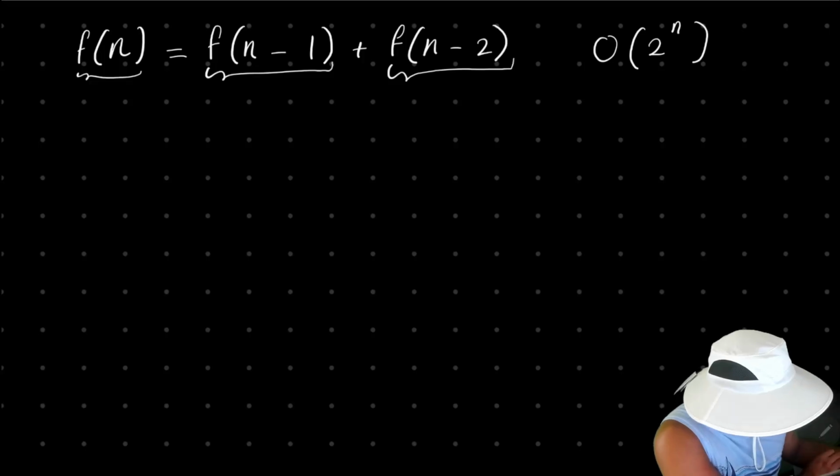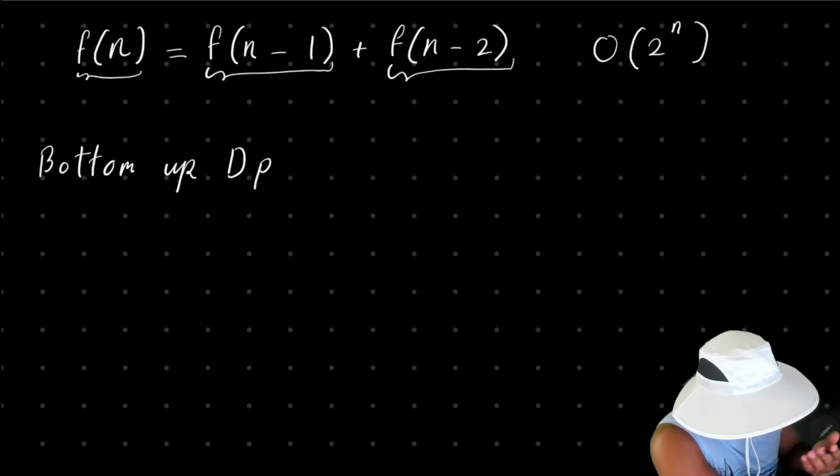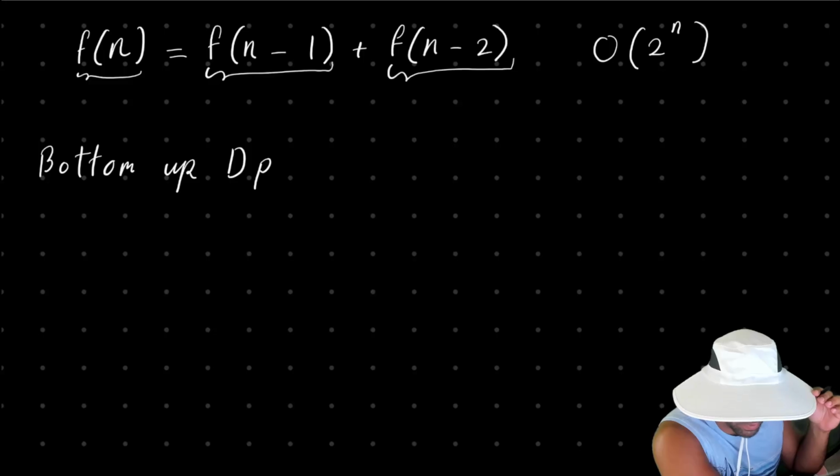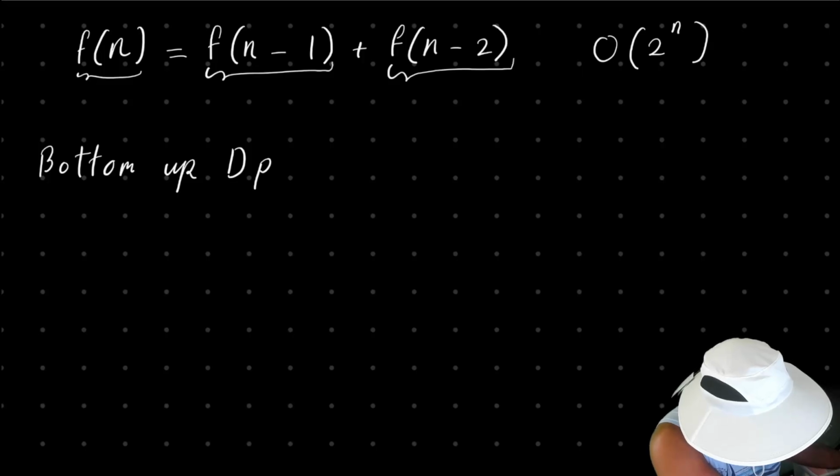The way we can make it faster is by using something called bottom up DP. Again, DP means dynamic programming, but now we're going to be talking about something called the bottom up. So what do I mean by bottom up? Let's think about it.